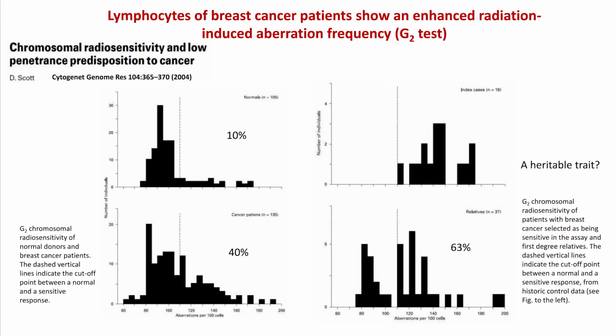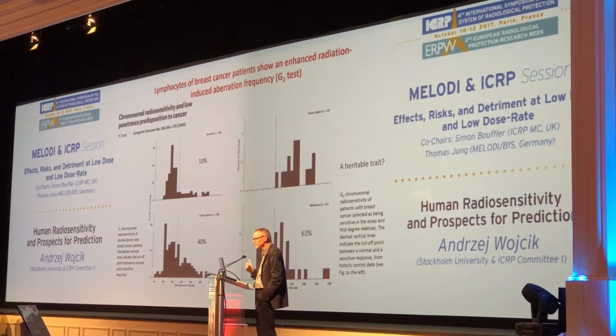Lymphocytes of breast cancer patients were analyzed by David Scott. So I actually was at a meeting in 1989 where David Scott heard the results presented by Catherine Sanford. And he said, no way, this can't be true. David Scott was a cytogeneticist. Then he went to his lab and he started to do these studies. And he came up with results which actually quite confirmed the results of Catherine Sanford.